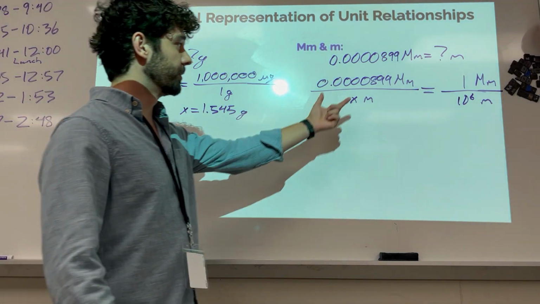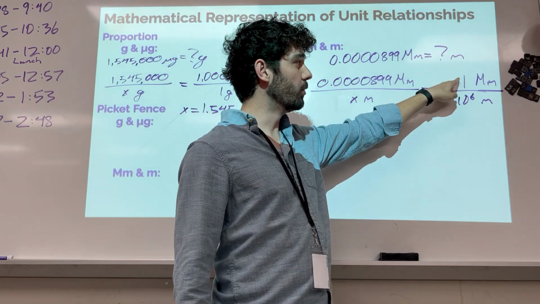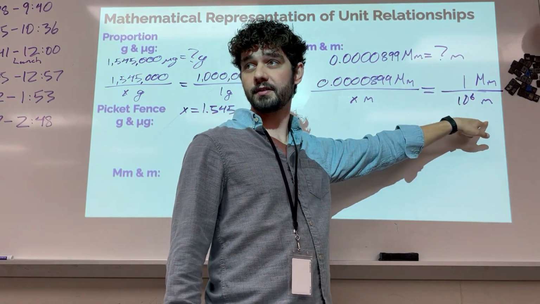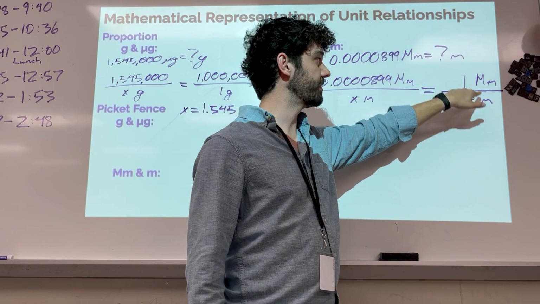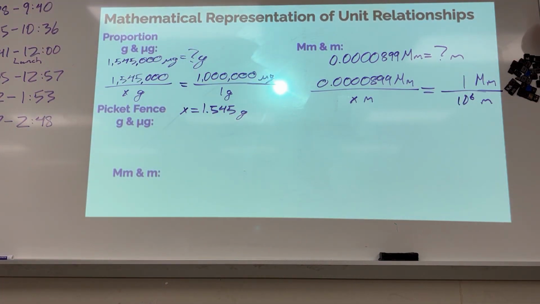Right? I got this from the problem, I got this from my notes. Yeah? For every 1 megameter, there are a million meters. For every million meters, there is 1 megameter. Can we solve this problem? Hopefully.